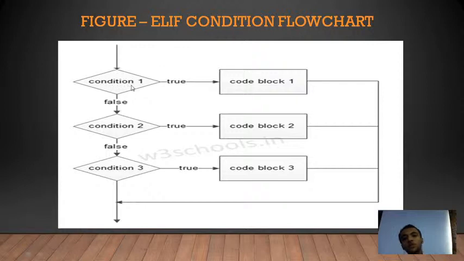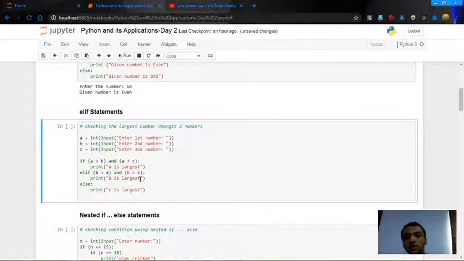First condition is checked. If it is true, then the statement inside the first if will be executed. If it is false, then the second condition will be checked. If the condition is true, then the code inside that will be executed. If the condition is false, then another condition will be checked, and if it is true, then inside that the statement will be executed. That goes on as many times as we want to execute the statement.